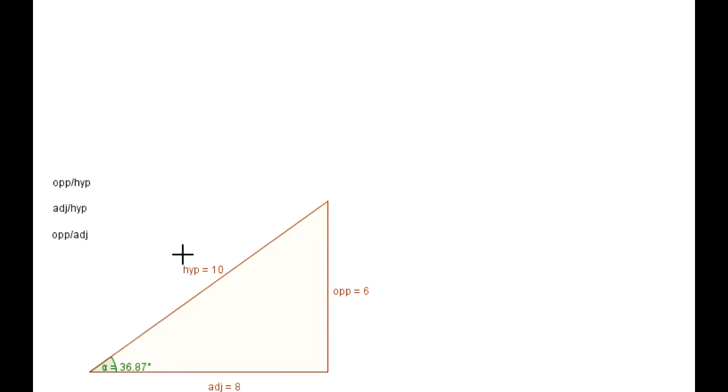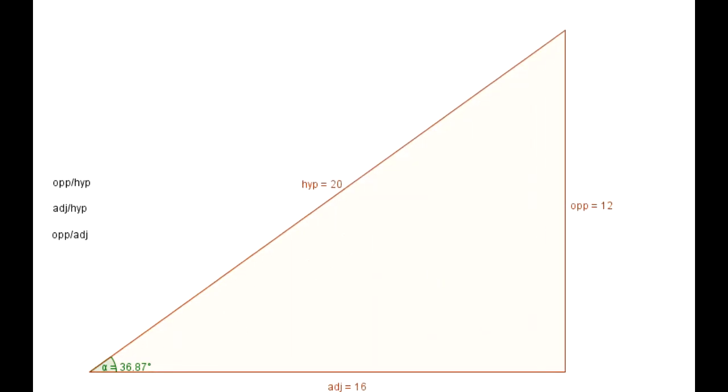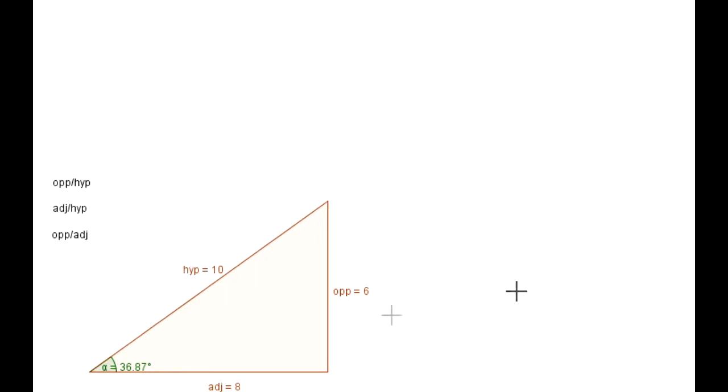So that's 6 divided by 10. If we look at the adjacent divided by hypotenuse, that's 8/10, or 0.8, or 4/5. And 16 divided by 20 is also 0.8, or 4/5. The final one of our three ratios in basic trigonometry is the opposite side divided by the adjacent. In this case, it's 12 divided by 16, which cancels down to 3/4. And in the smaller case, 6 divided by 8, which also cancels down to 3/4.